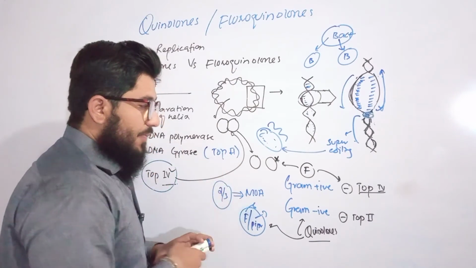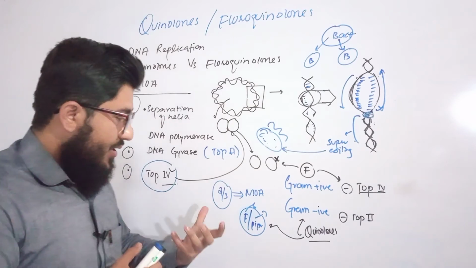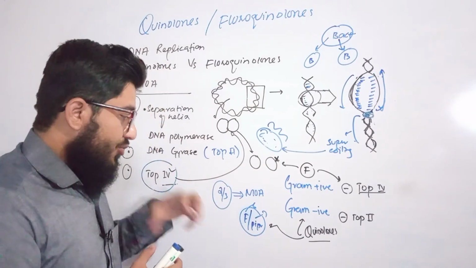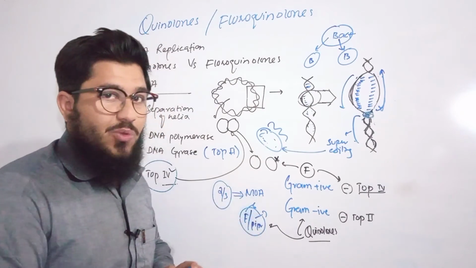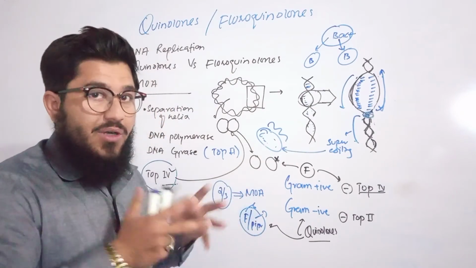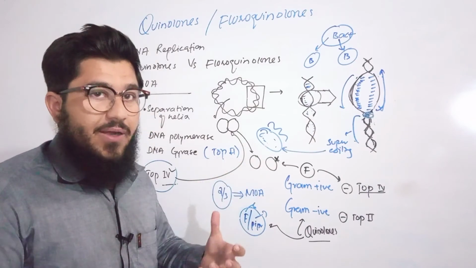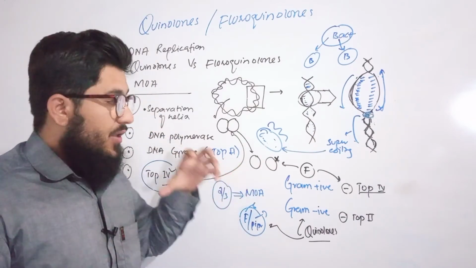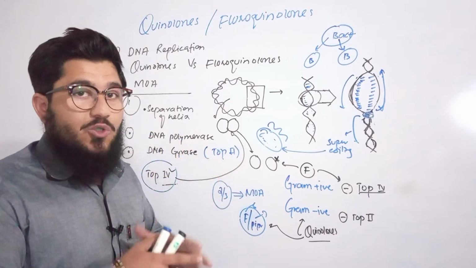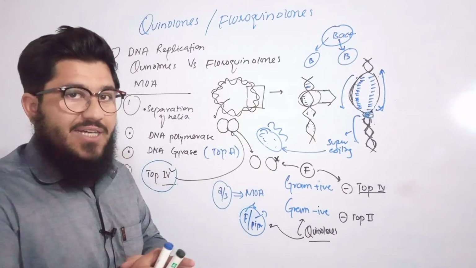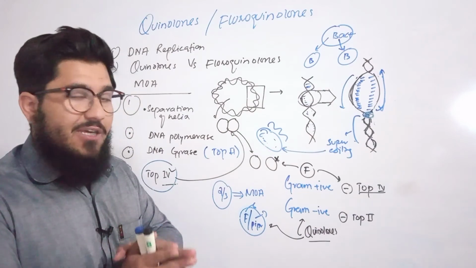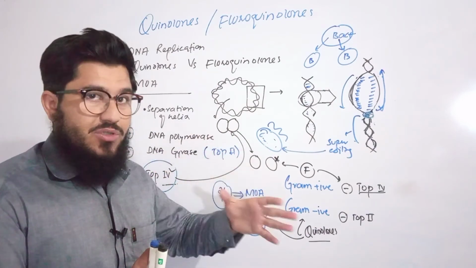What happened next? The scientists introduced the fluorine and piperazine at the 6th and 7th position. After that, this spectrum was broadened. So when the quinolones were modified, when the fluoroquinolones were discovered, those fluoroquinolones were able to have a broad range of action. It means they were able to act against gram negative. Along with that, they were acting against gram positive bacteria also.